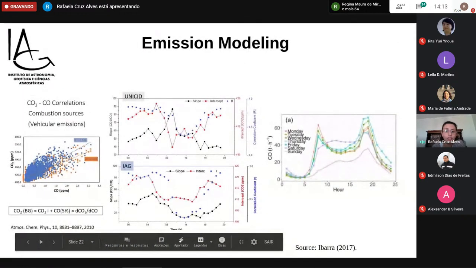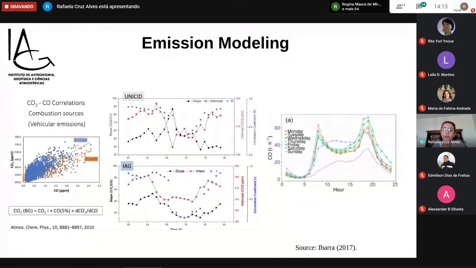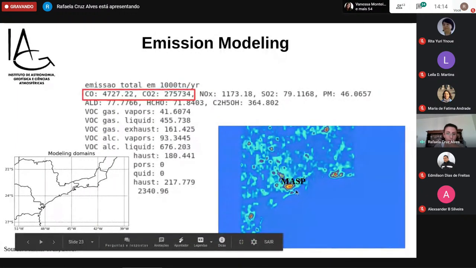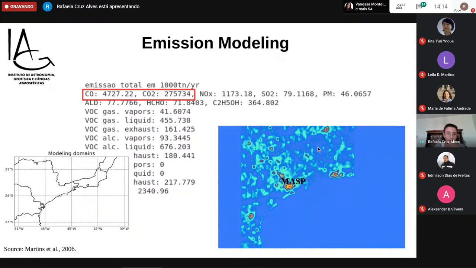Ibarra's work shows a strong correlation between CO and CO2 for vehicle emission sources. Thus, simulated CO concentrations can be a parameter evaluated as comparative to CO2 emissions. The emissions generated by the local model, the LAPAC model, were those present in the table, highlighting the total emissions for CO and CO2. The image shows the distribution of total CO2 emissions. You can see that the hotter colors are concentrated in the metropolitan region, Rio de Janeiro, Belo Horizonte, and Curitiba.